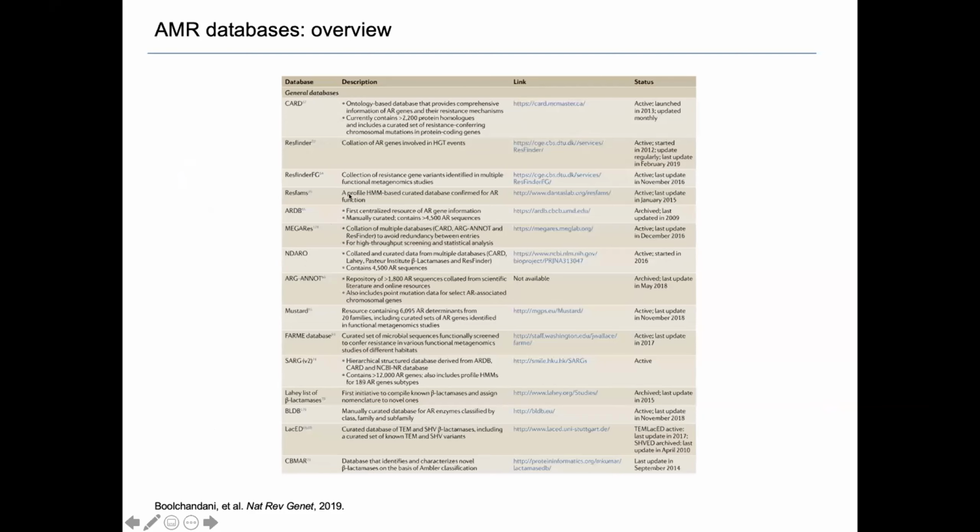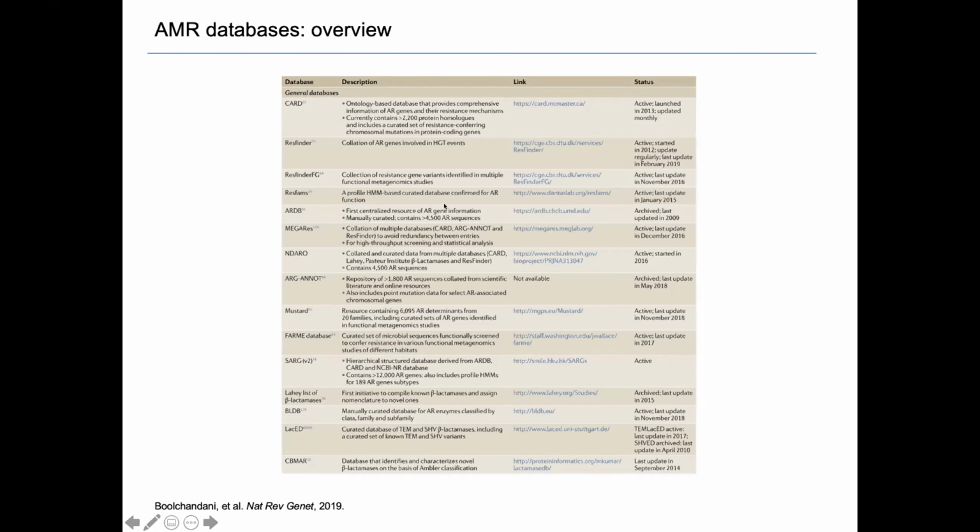Many of them differ in scope. Some of them can be focused on one very specific gene class. For example, the beta-lactamase database focuses only on beta-lactamases, whereas some of them actually focus on a specific species. In addition to that, some of these databases have associated tools that make annotating your sequence much easier. And others have not been updated for many years and are not currently active.